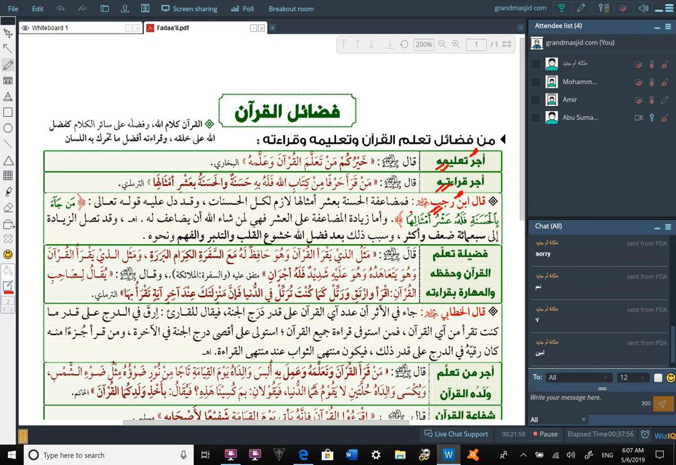فَمُضَاعَفَةُ الْحَسَنَةِ. So the multiplication of the good deeds, بِعَشْرِ أَمْثَالِهَا, by 10 of their likes, lazim, is required. It's necessary. It's always going to be that way.